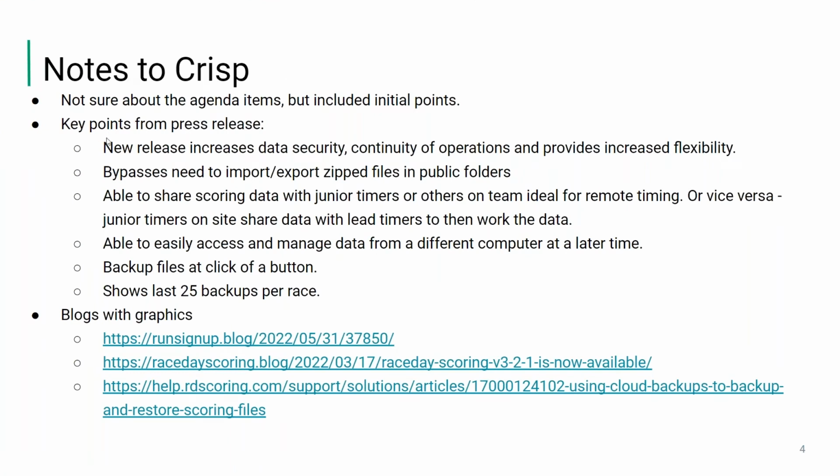The key points on this release are that we have some increases in data security and continuity of operations. We also bypass the need to import and export zip files in public folders. You're able to share the scoring data with junior timers or vice versa. You can easily access and manage the data from a different computer or multiple computers. But if you're on multiple computers, they're not talking to each other at the same time, so please keep that in mind. You can back up files at the click of a button. You can also see the last 25 backups per race.